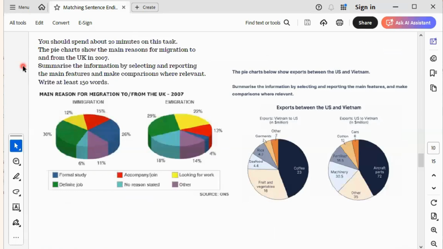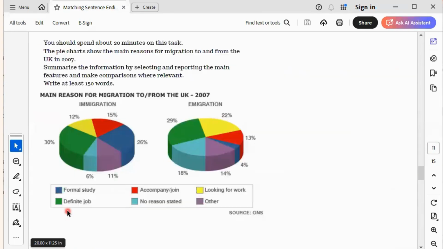Let's look at another example, everybody. Look at this example here before we round up. We are basically talking about sentence construction. I'm going to construct an entire report and then we are going to round it up. So here we have immigration. This says the pie chart shows the main reason for immigration to and from the UK in 2007.